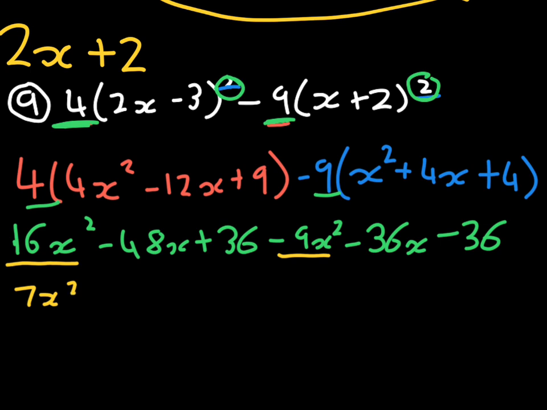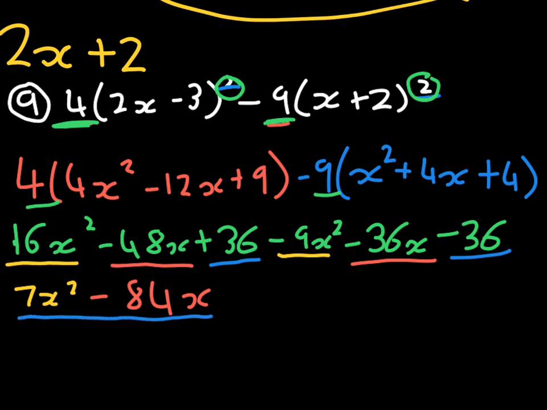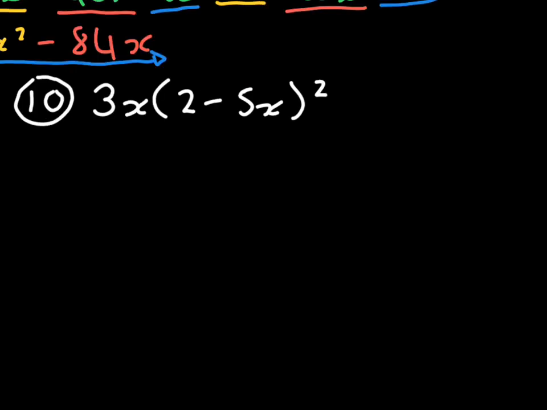Next, we can have a look at the x's. Here we've got minus 48x, and here we've got minus 36x. This then gives us minus 84x. And lastly, we have a look at our constants. Here we've got plus 36, and here we've got minus 36. Plus 36 minus 36 just gives us 0. So our final answer for question 9 is 7x squared minus 84x.